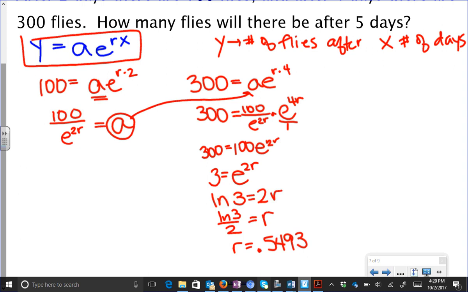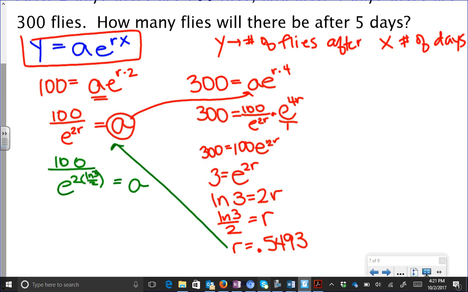Okay, now we also need a to write our equation. So I'm going to take this right here and we're going to come back to here. Well, I know a is 100 over e to the 2r. So if I go ahead and plug in r, which is the natural log of 3 over 2, or you can plug in your decimal. I don't care what you do. I'm going to go ahead and plug in the exact value.